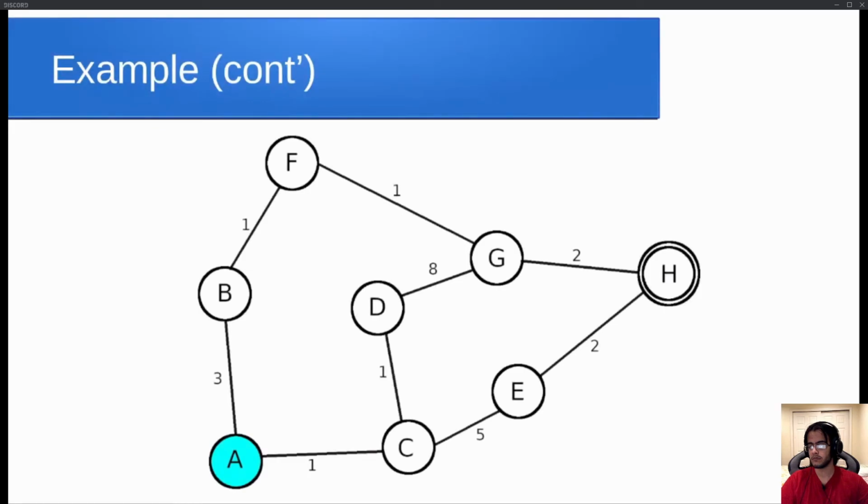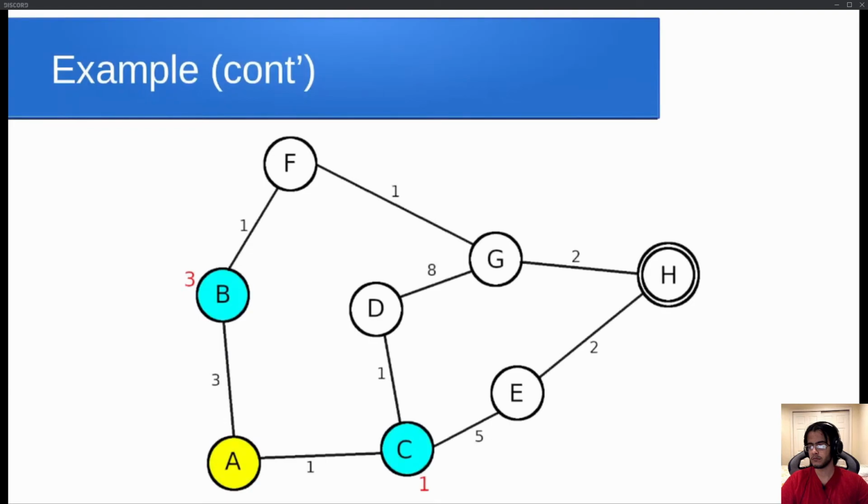So from A, we look at its successors. We look at the children nodes, which are B and C. We're going to insert them into the fringe. And you can see B has a cost, which is like the G value. G of B would be 3, and G of C would be 1, because it took us three units to get to B and 1 unit to get to C.